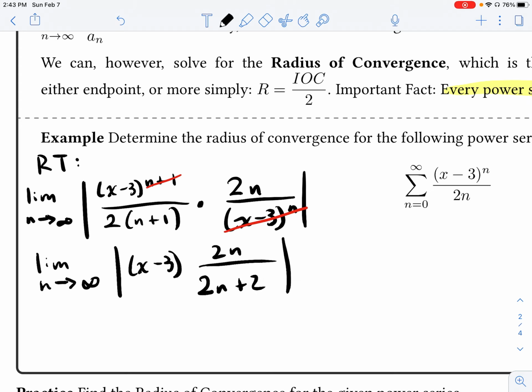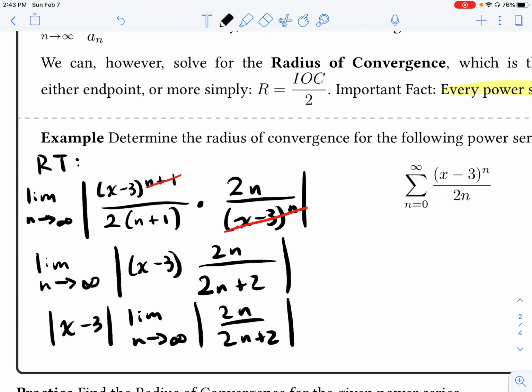That there. Now, you'll notice that as I am taking the limit as n approaches infinity, that x minus 3 is sitting there saying, wait, that doesn't affect me. So we can actually just move that to the outside, and we can write this as, we're going to keep that absolute value there, the absolute value of x minus 3 times the limit as n approaches infinity of the absolute value of 2n over 2n plus 2. And again, we're looking to see, when is the limit of this ratio going to be less than 1? That's when this series would converge.